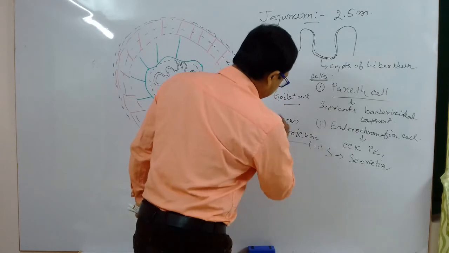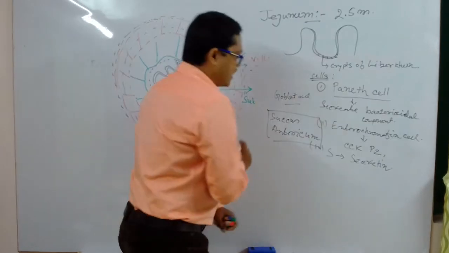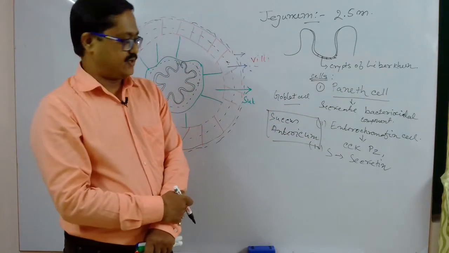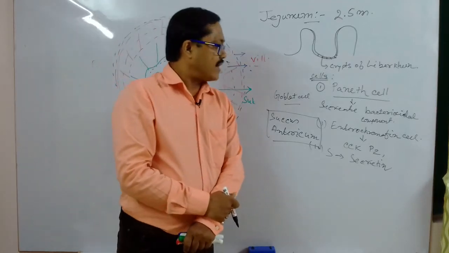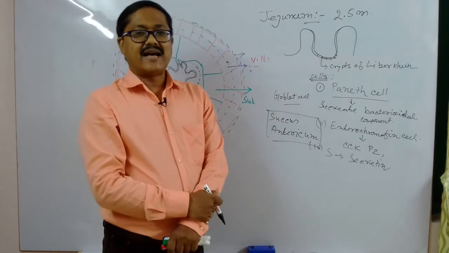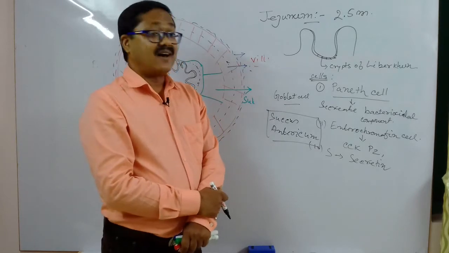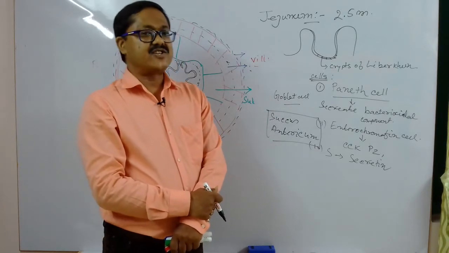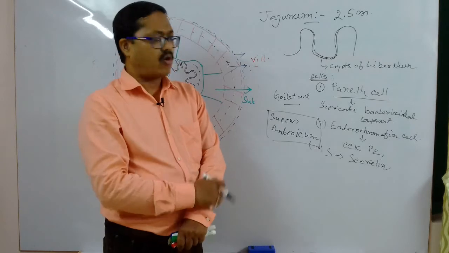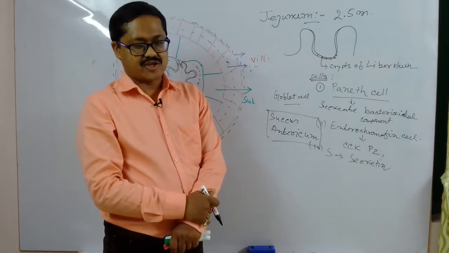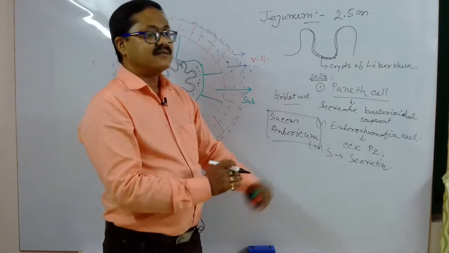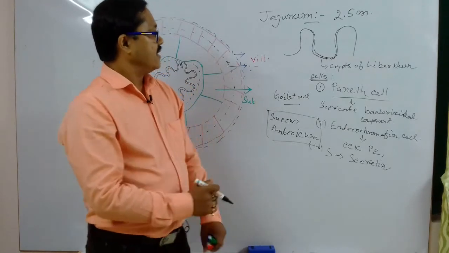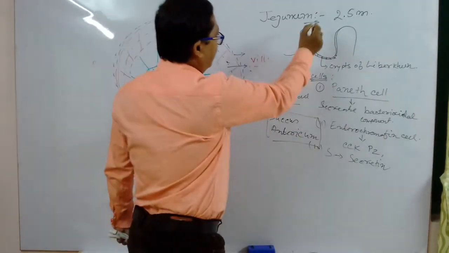So what is Succus entericus? Succus entericus is an enzyme-rich, bicarbonate-containing digestive juice, where the last digestion step takes place. All the steps of the last part of digestion take place by the Succus entericus. That is the second part, the jejunum.